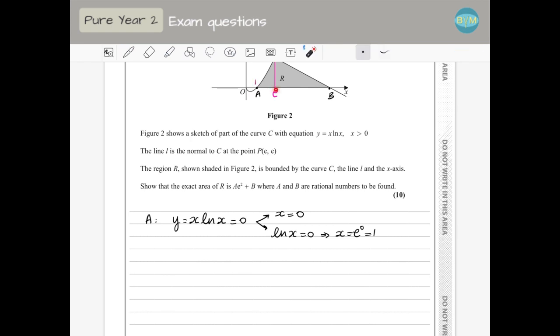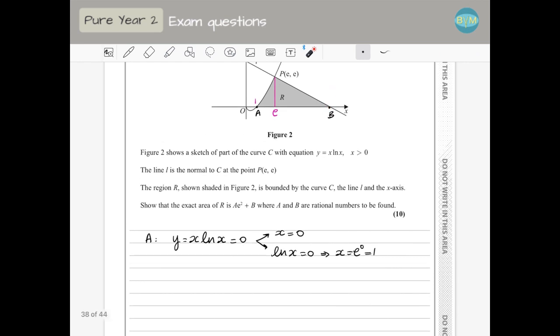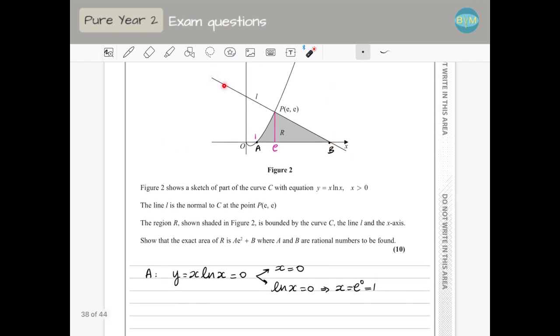So this one is 1, this one is e, and I need to find this one. This one is the intersection of this line with the x-axis. And this line is normal to this curve, and I know the point, so I can write the equation of the line. So to find the line, I'm going to find the gradient of the tangent, and then do the negative reciprocal for the gradient of the normal.